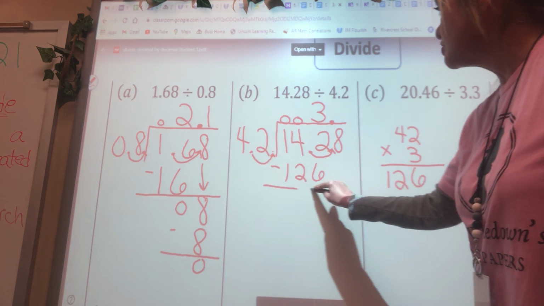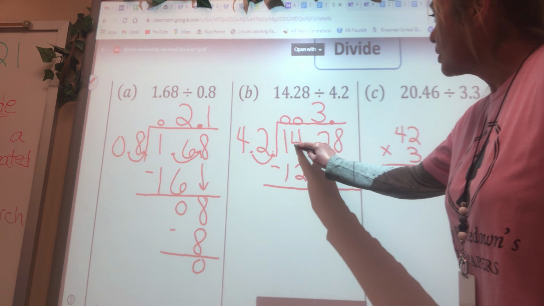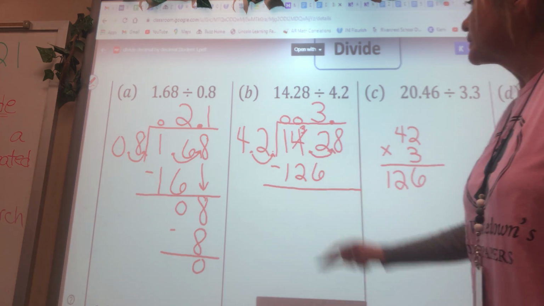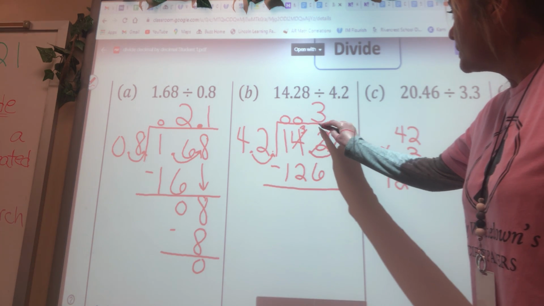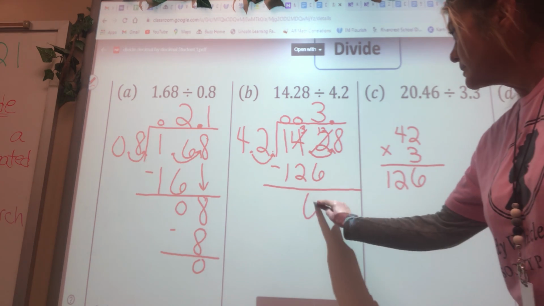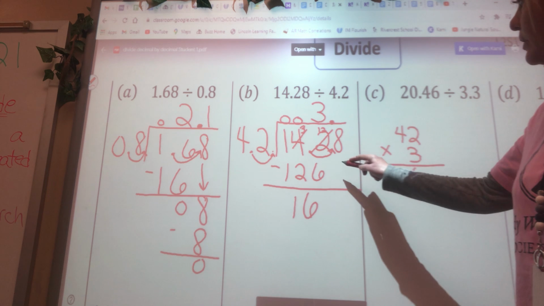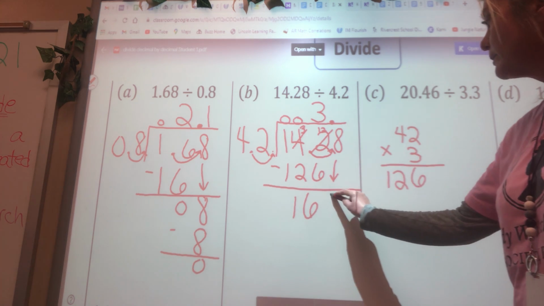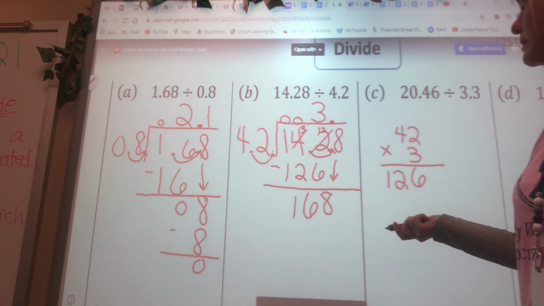And then I subtract just like always. We can't take 6 away from 2, so we're going to have to borrow from the 4, and it's going to become a 3. And since we borrowed, now the 2 will be a 12. 12 minus 6 is 6. 3 minus 2 is 1. And then we drop down that remaining number. So now I have 168.